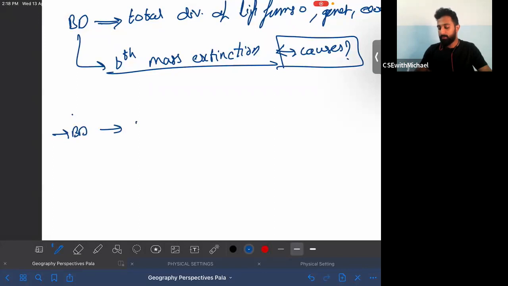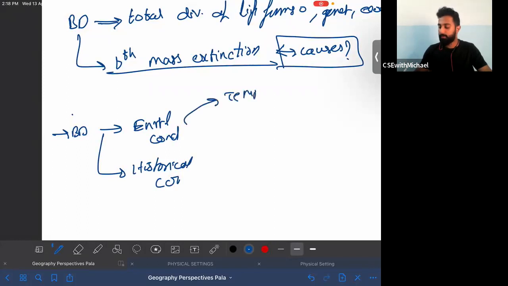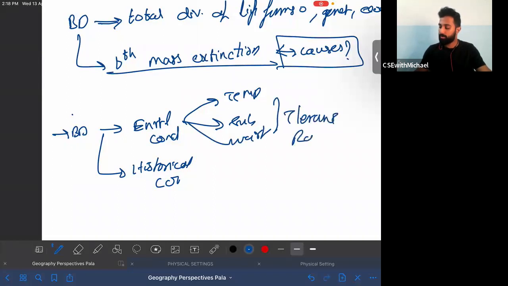Environmental conditions and historical conditions. Environmental conditions would be leading to temperature, different temperature, sunlight, water, etc., and the tolerance and range of organisms to this response. Historical would include again speciation, dispersal, extinction, etc.